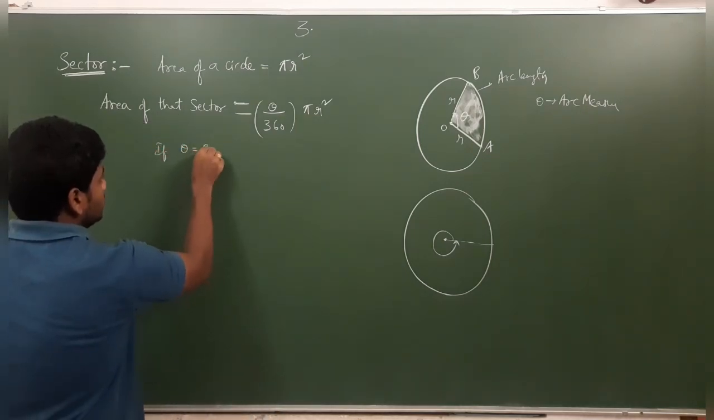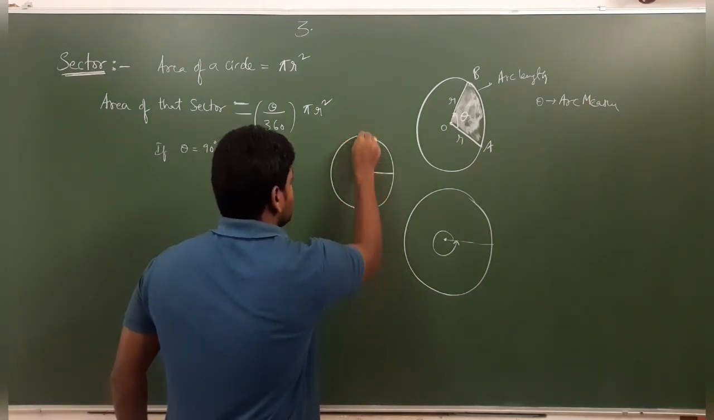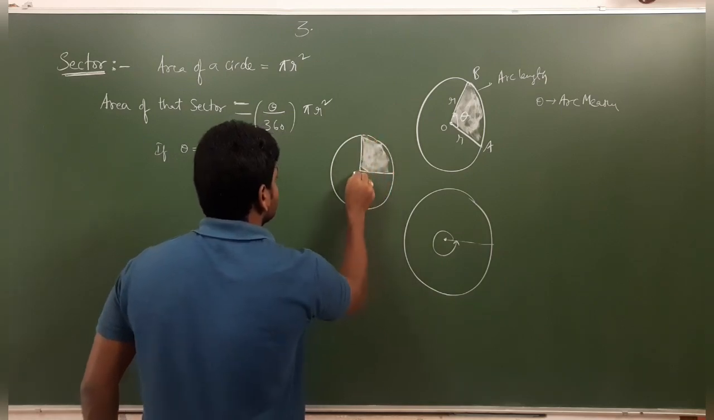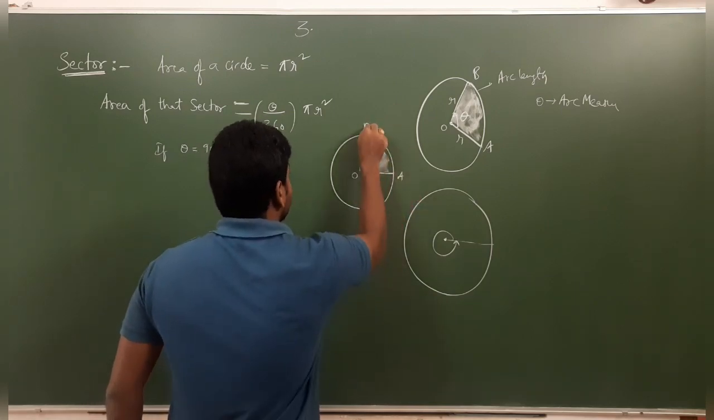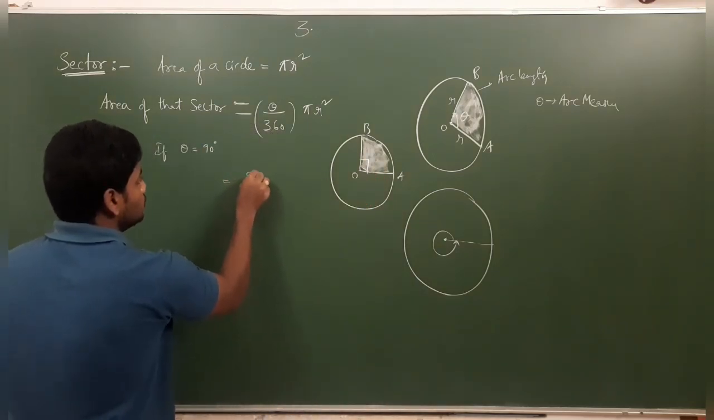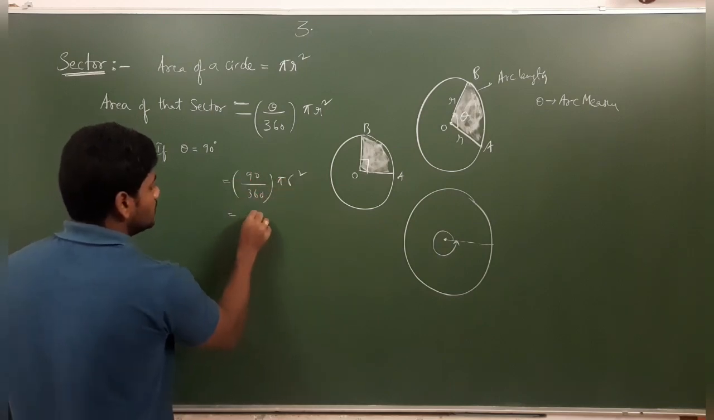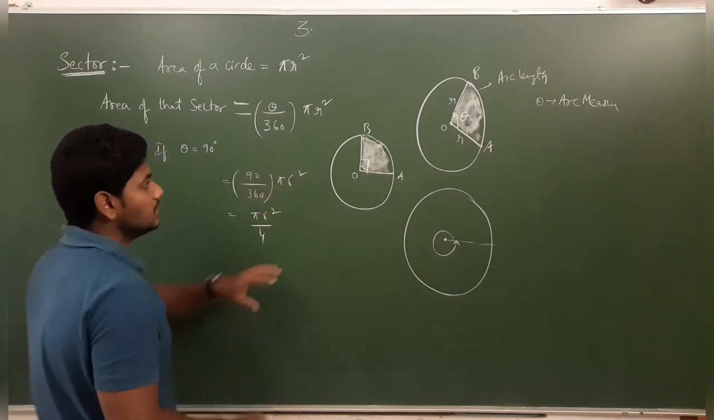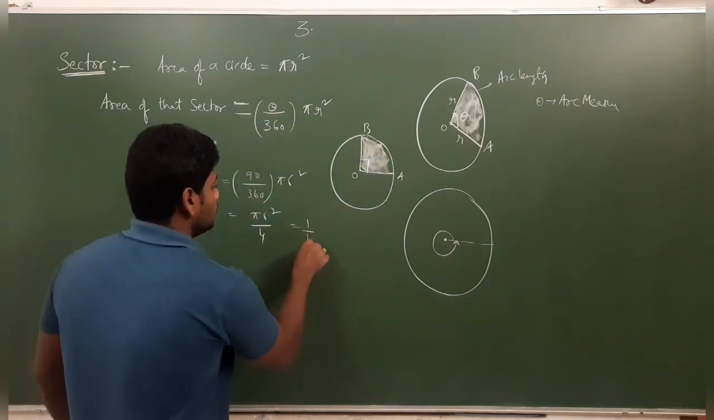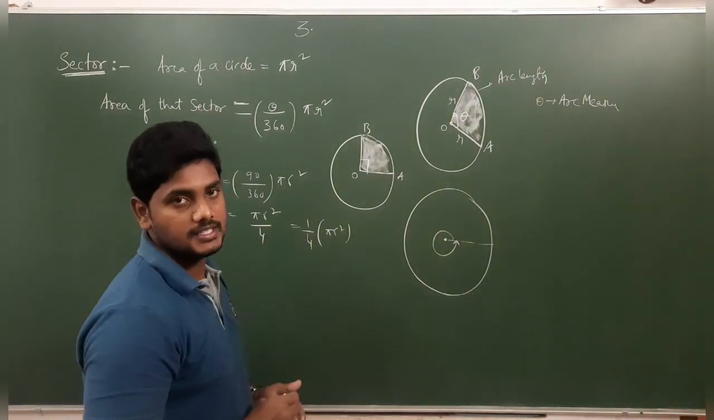If theta is equal to 90 degrees, like if this is a sector, to find its area, here theta is 90 degrees, so the area of the sector is 90 by 360 into pi r square, which is nothing but pi r square by 4. That is one fourth of the area of the circle. Like that we will find the area of sectors.